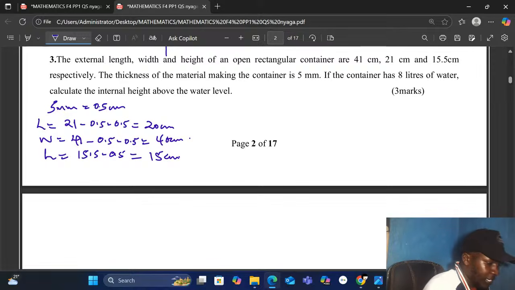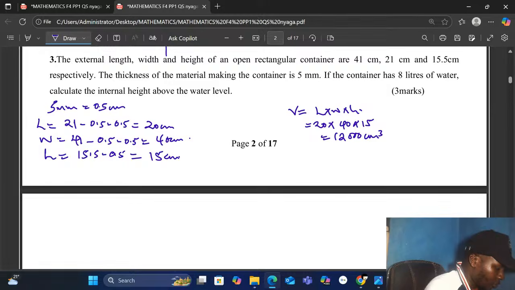Now we have to calculate the volume, and the volume is given by length times width times height. So we shall have 20 times 40 times 15, which is equivalent to 12,000 cubic centimeters. Now we know that 1 liter is equal to 1,000 cubic centimeters.